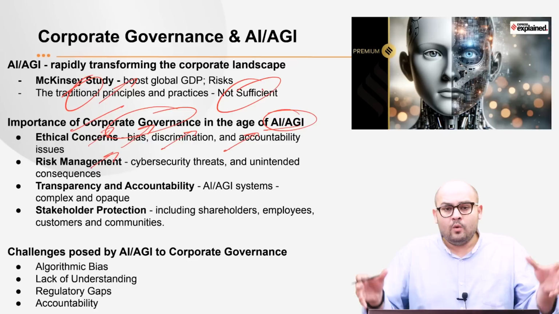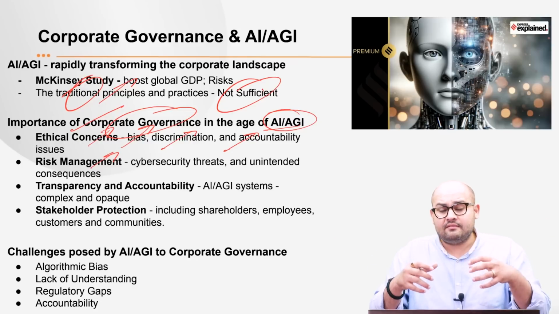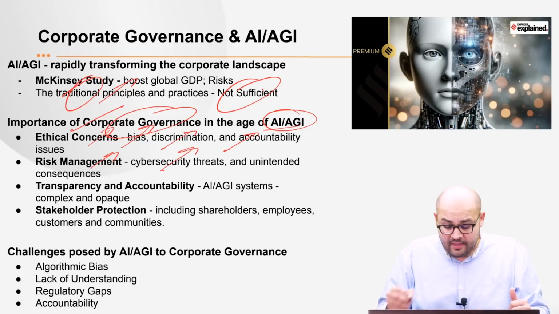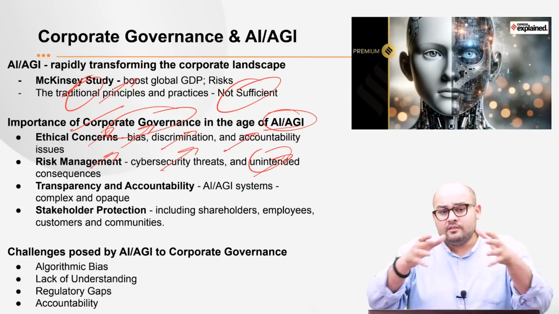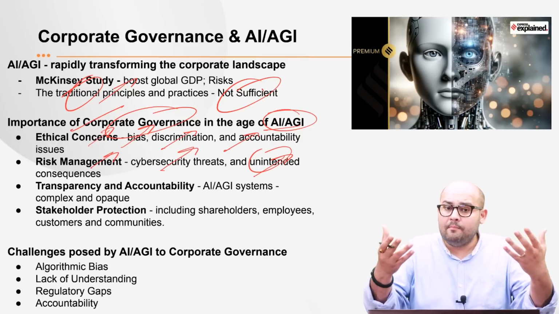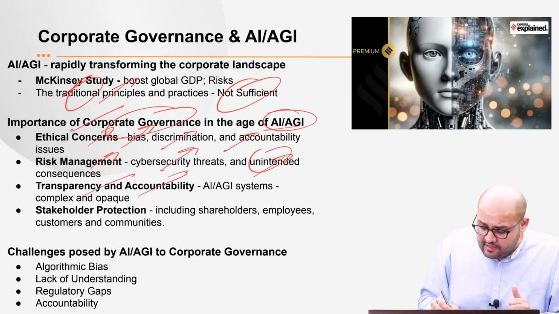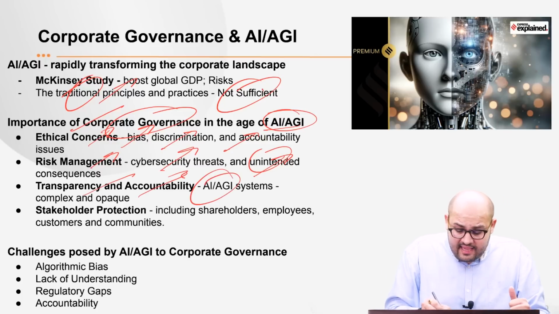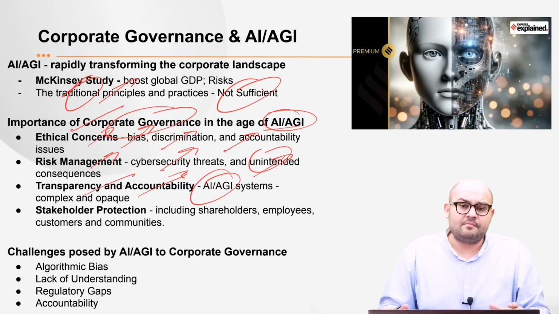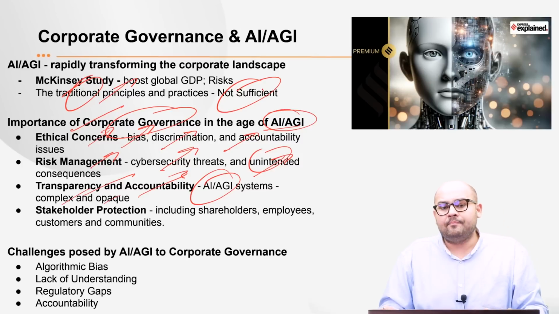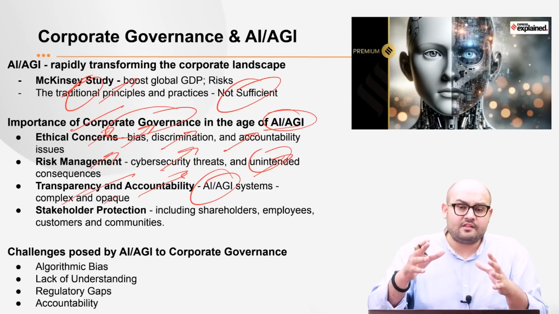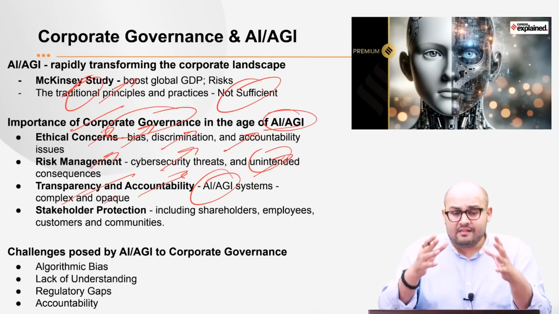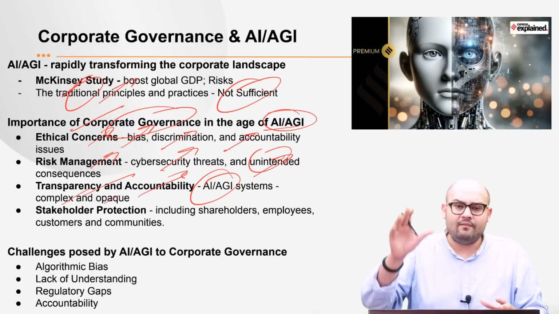Next, risk management. With the integration of AI and AGI, there would be enhanced cybersecurity threats and enhanced unintended consequences. And therefore, the whole structure of corporate governance becomes more important. Next, transparency and accountability. AI and AGI, that is artificial intelligence and artificial general intelligence systems, are autonomous, complex and opaque. Normal humans or laymen don't have the knowledge with respect to the working of these systems. So how can these systems be transparent? How can you hold someone accountable?